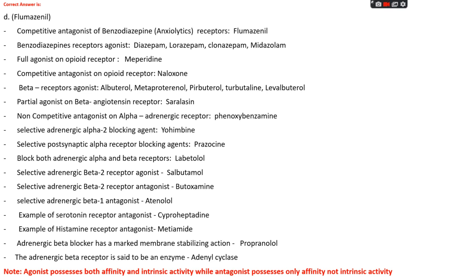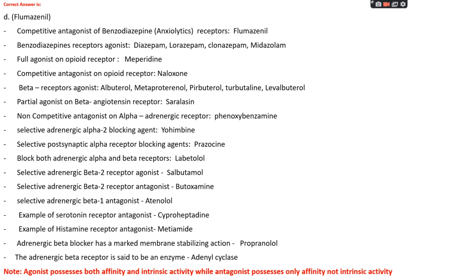Competitive antagonist of benzodiazepine. Benzodiazepines are drugs which mainly include diazepam, lorazepam, and clonazepam. They are mainly given to relieve anxiety. And the competitive antagonist of the benzodiazepine receptor is flumazenil.